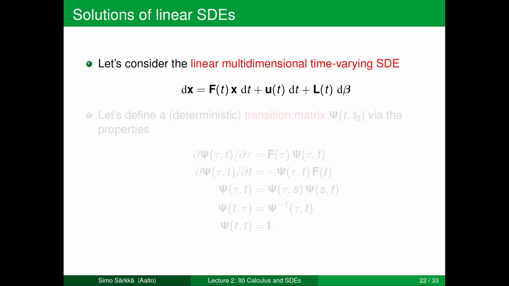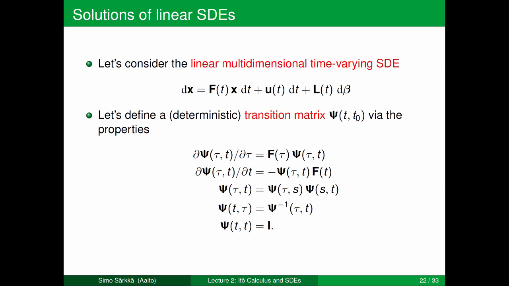Then we have u(t) times dt, where this u(t) is again assumed to be a deterministic function of time. Finally, we have L(t) times d beta, and this L is again assumed to be a deterministic function of t.